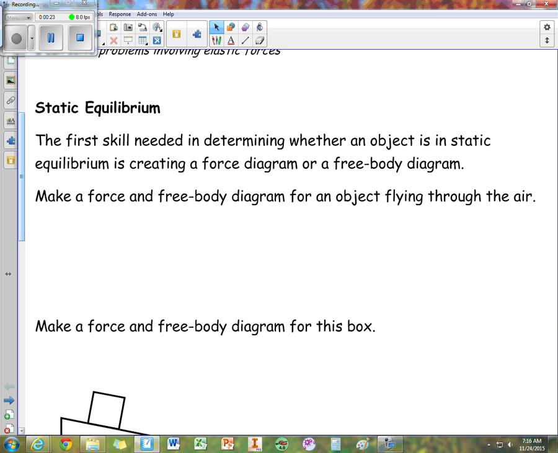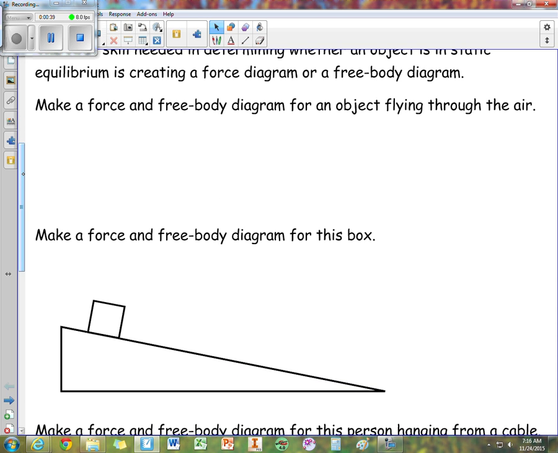Now, before we can start talking about static equilibrium, we need to be able to make a free body diagram or a force diagram. That is an essential skill that you have to have in order to judge whether something is in equilibrium. So let's start by making a force and free body diagram for an object flying through the air.